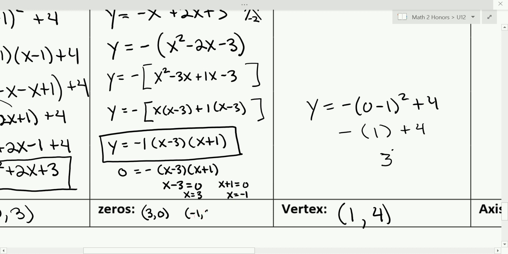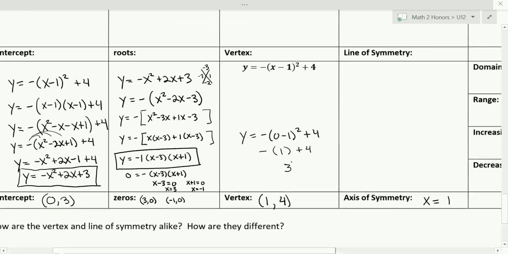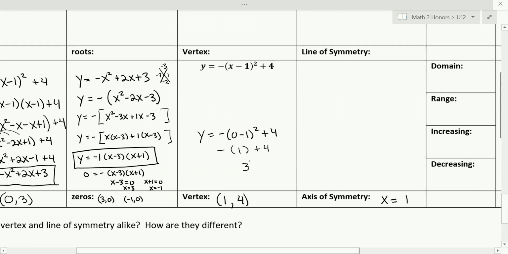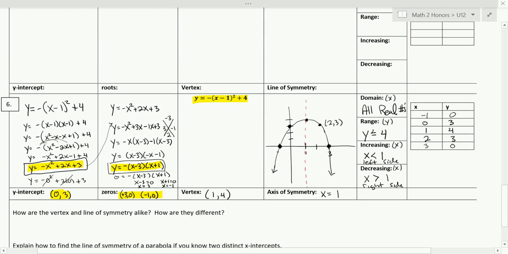These are called zeros because they're x values that you plug into the equation that give you 0 for an answer. But they're also called what? Roots, and they're also called x-intercepts. Okay? So now we've got plenty of info to graph. Go ahead and see if you can finish this. Your final answer will look like this.